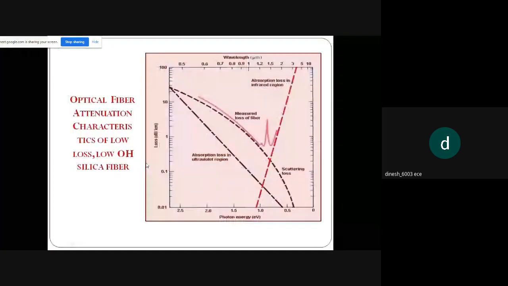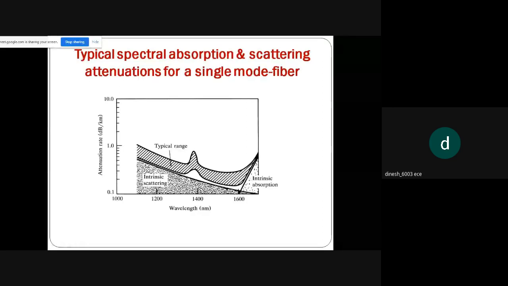We proceed on to the spectrum in terms of wavelength for single mode fibers. So I'll show you the attenuation as well as scattering for single mode fibers. So when a single mode fiber is being used with the wavelength from 1100 to 1800 nanometer wavelengths, the attenuation and the scattering and absorption, I'll show you. You can see that from the diagram.